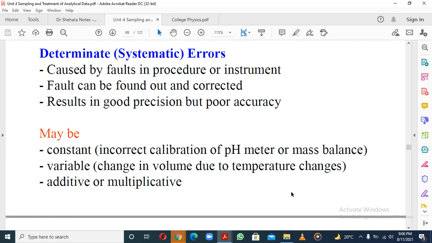But the beauty about systematic or determinate errors is that they can be found out. Let's say you are using a burette instead of a pipette. Then your demonstrator will come and say, no, you don't use a burette, you use a pipette. And once that is done, you can correct the error that may have been made owing to that. So that's about the determinate and systematic errors.